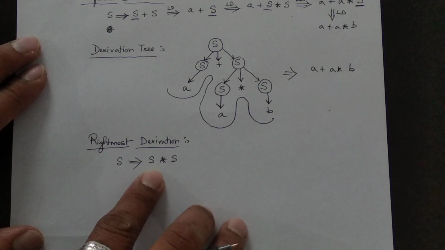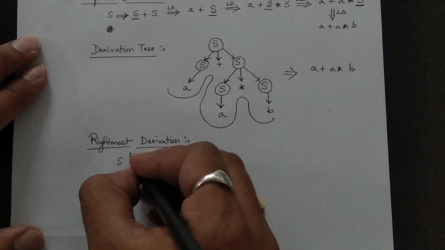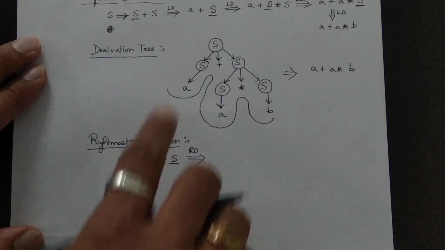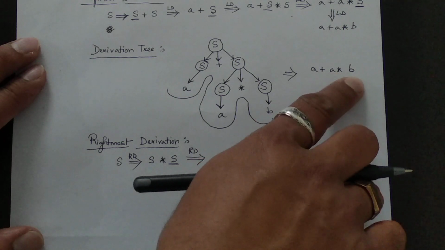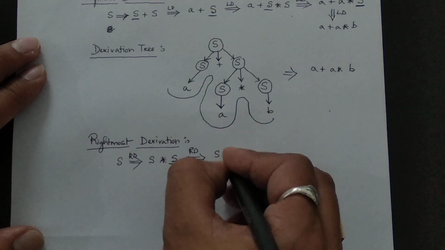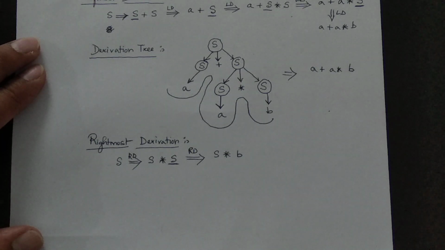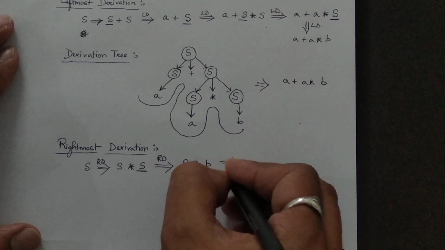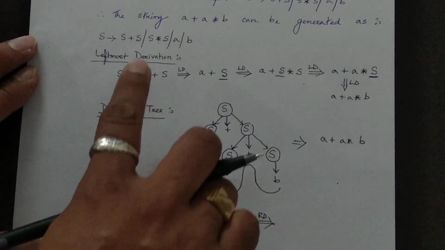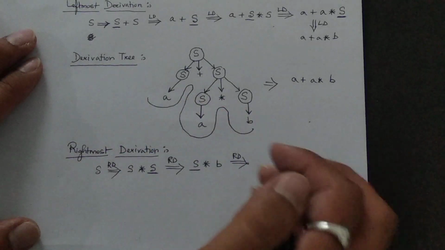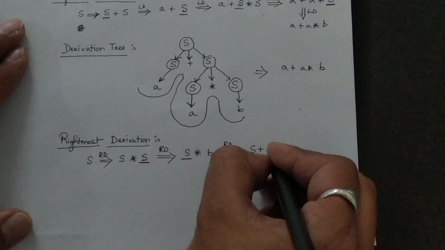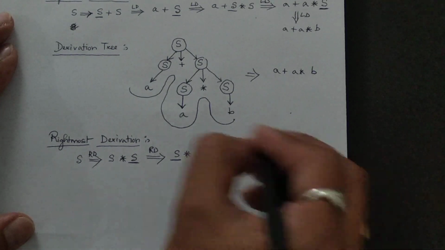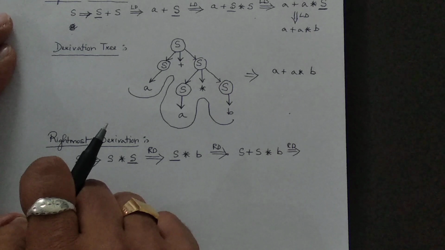Now I have to go with the right side, correct? So in the rightmost derivation, the right side is this one, so I have to eliminate it. Now after the asterisk, what is the element you want? B, correct? So S cross B will be the one. Now what is the left out non-terminal? S. So again I'm going to replace it. Which production are you going to use? S plus S, correct? So the production will be S plus S into B. Again I can use right derivation.